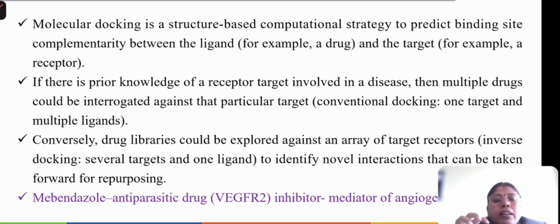That means we take one particular ligand and see how many targets it acts on. So you can screen a ligand against various targets. Okay, so you can identify novel interactions that can be taken forward for repurposing. Okay, this is very interesting. So for example, mebendazole, it's a well-known anthelmintic drug. Now it is used as a VEGFR2 inhibitor, the vascular endothelial growth factor receptor 2. It is a mediator of angiogenesis used in various cancer therapy.